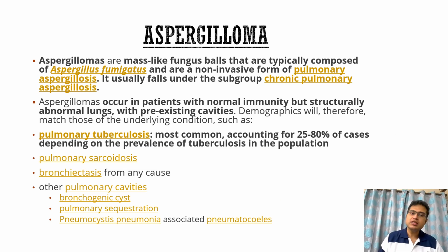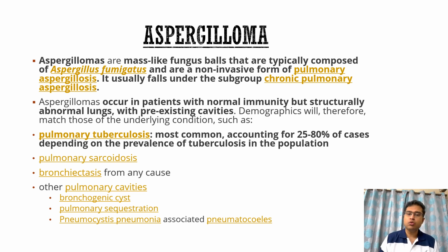So aspergillomas are basically mass-like fungus balls that are typically composed of Aspergillus fumigatus and a non-invasive form of pulmonary aspergillosis. So they occur in patients with normal immunity but structurally abnormal lungs with pre-existing cavities. So this patient has a history of tuberculosis. So because of that TB in the lung, there were cavities that were formed, and this Aspergillus fumigatus got lodged in those cavities as fungus balls.